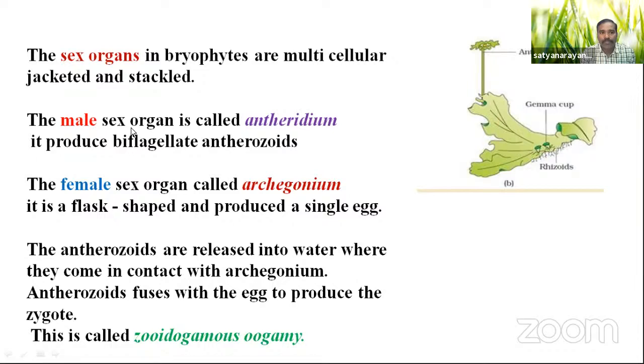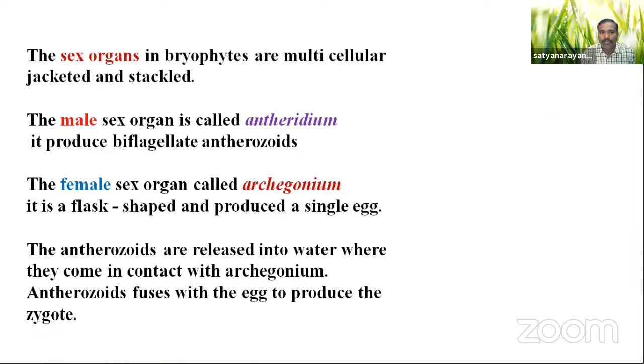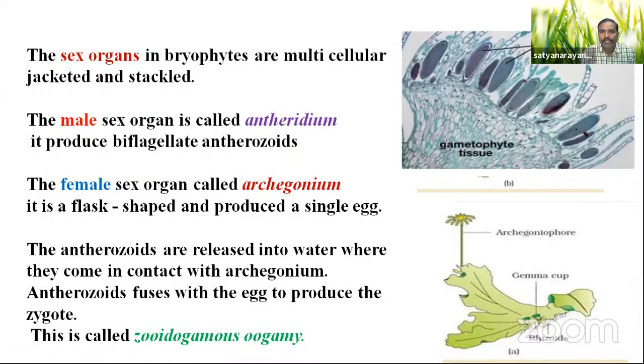So the antheridium is a male sex organ and it produces biflagellated antherozoids. Within the antheridium, the antherozoids are produced. If you see the structure of the antheridium, a multicellular stalk is present, and on the stalk we can find the antheridium. Within the antheridium, the antherozoids are produced. So the antherozoids are the male gametes.